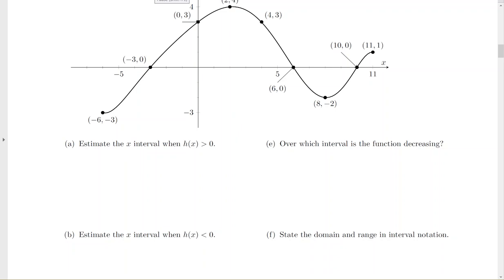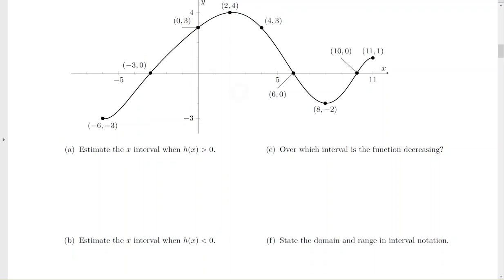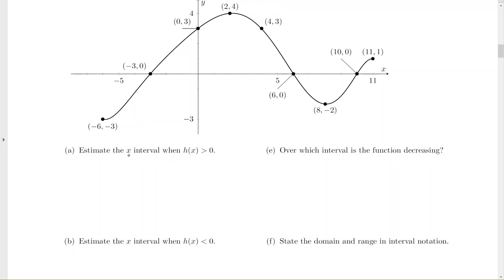So using the graph, we're going to answer the following questions here. Estimate the x interval when h of x is greater than 0. Remember, this means where are your y values above the x-axis. So we can kind of shade in and see. Right now we're below when we start from left to right, and then we get to -3 and we're on it. And then just on the other side of -3, we start going above, all the way over to here when we land back on it at 6.